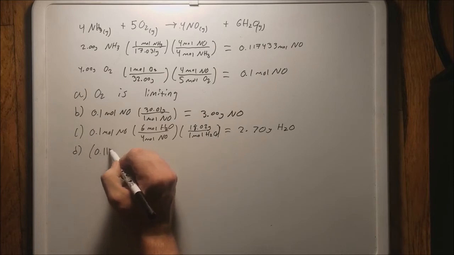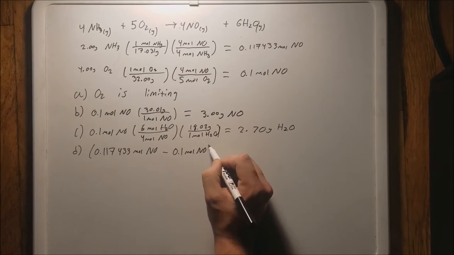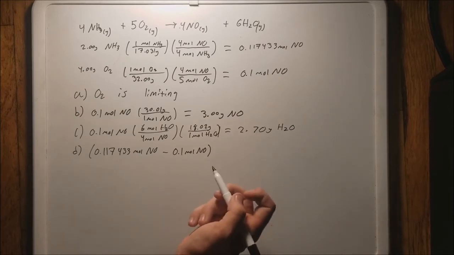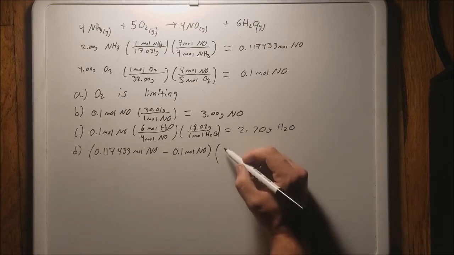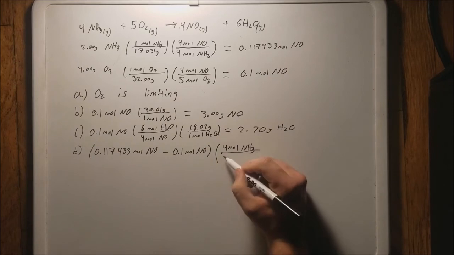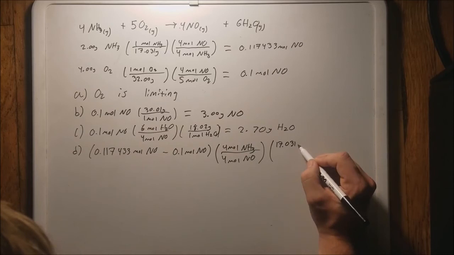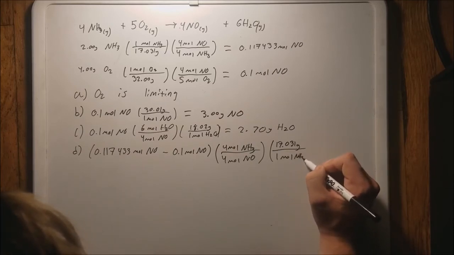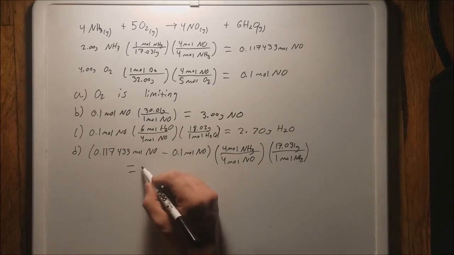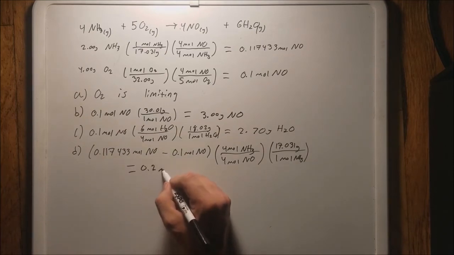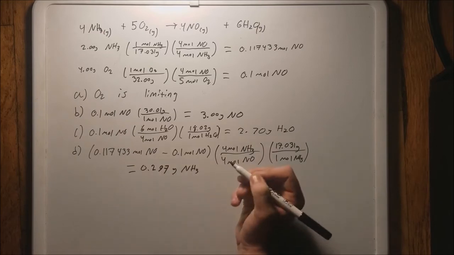And now that we have this, all we have to do is convert that many moles back into the grams of NH3. And we get our final answer is equal to 0.297 grams of NH3 left over.